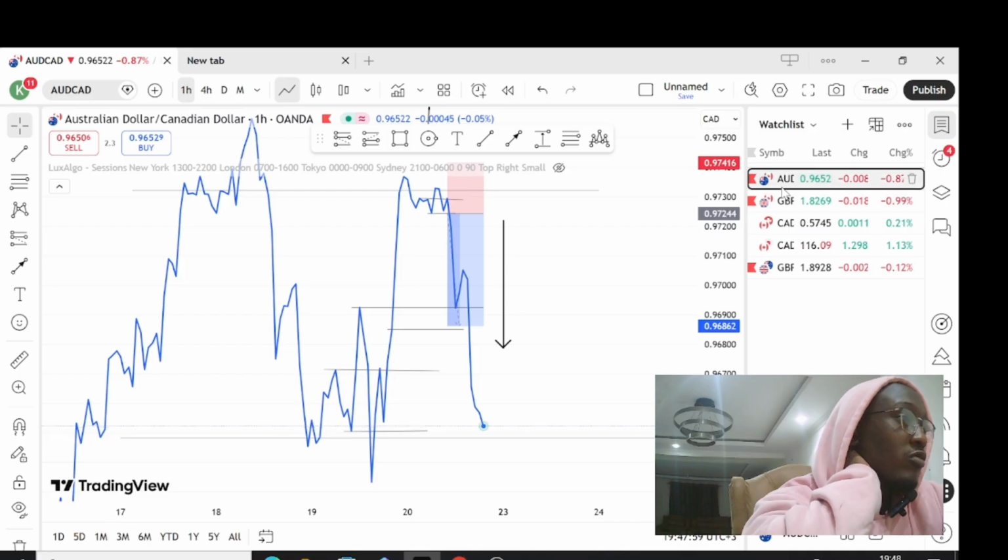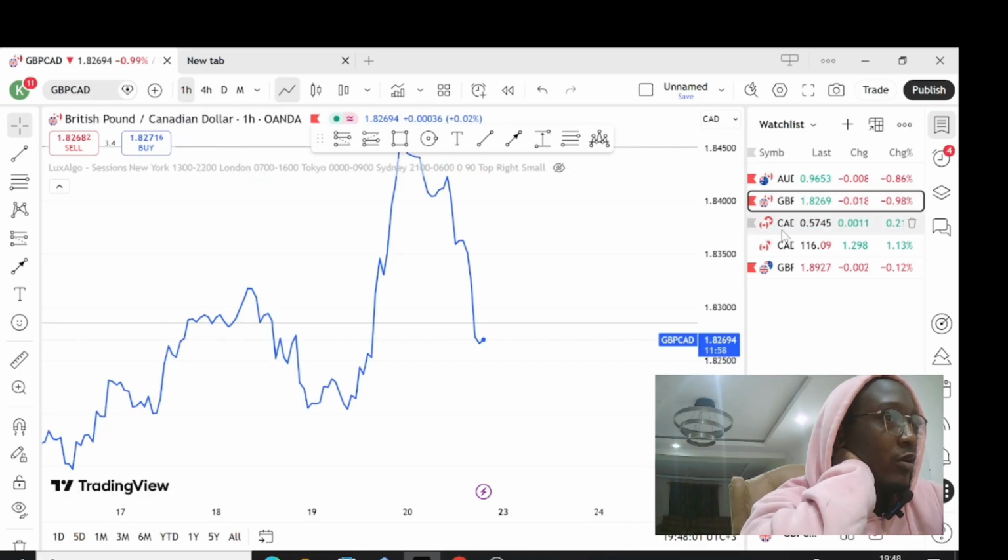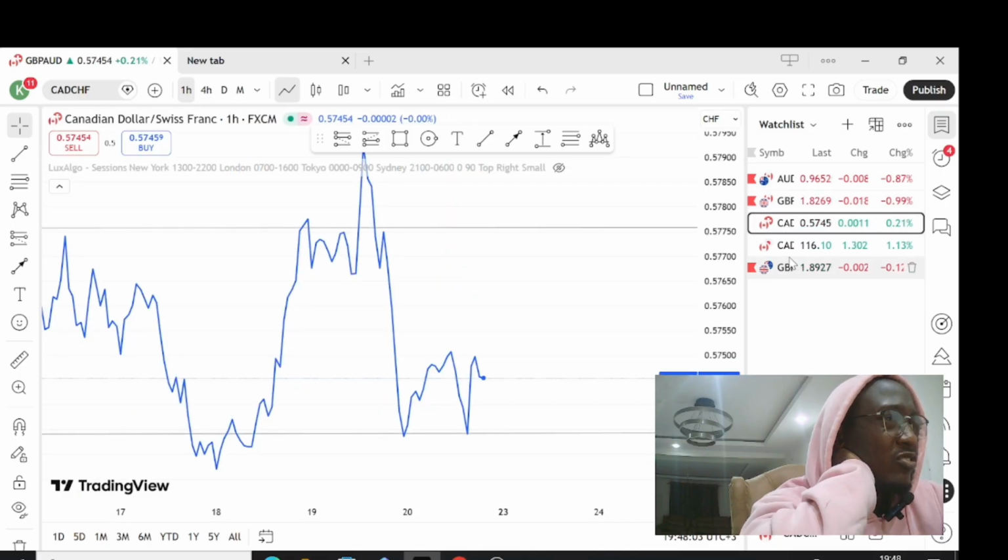Now let's go to the other pair. The other pair is where? What is the other pair that I traded? I traded something.